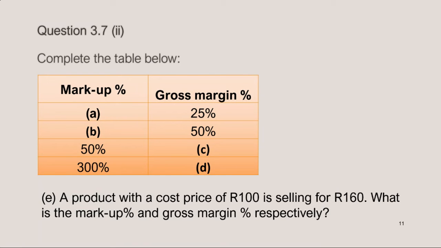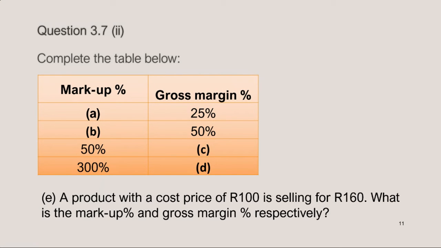Now, what is my cost price percentage then, based on the information they've given you? They told you profit is 25%. We know if we use gross margin percentage, the sales price needs to be 100%. So what is my cost price percentage based on that information? That's correct, Tumelo. It's 75%.